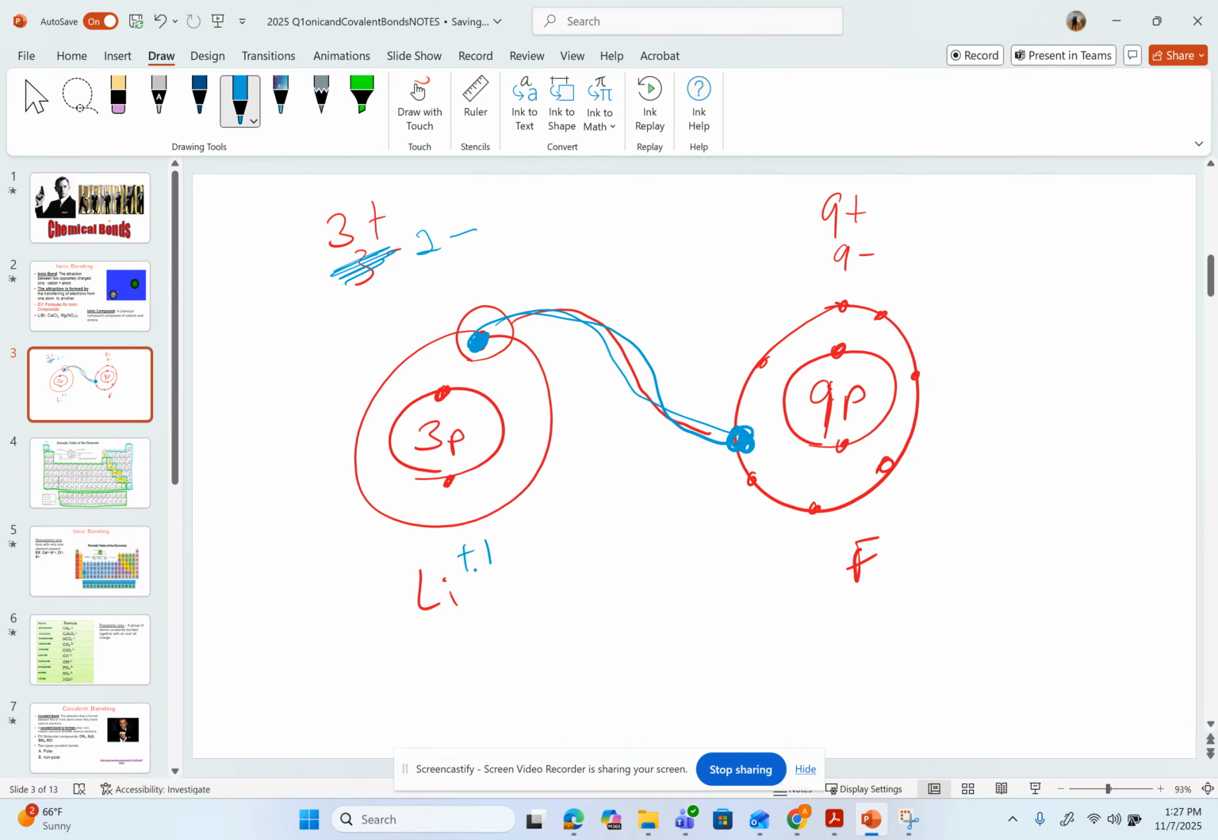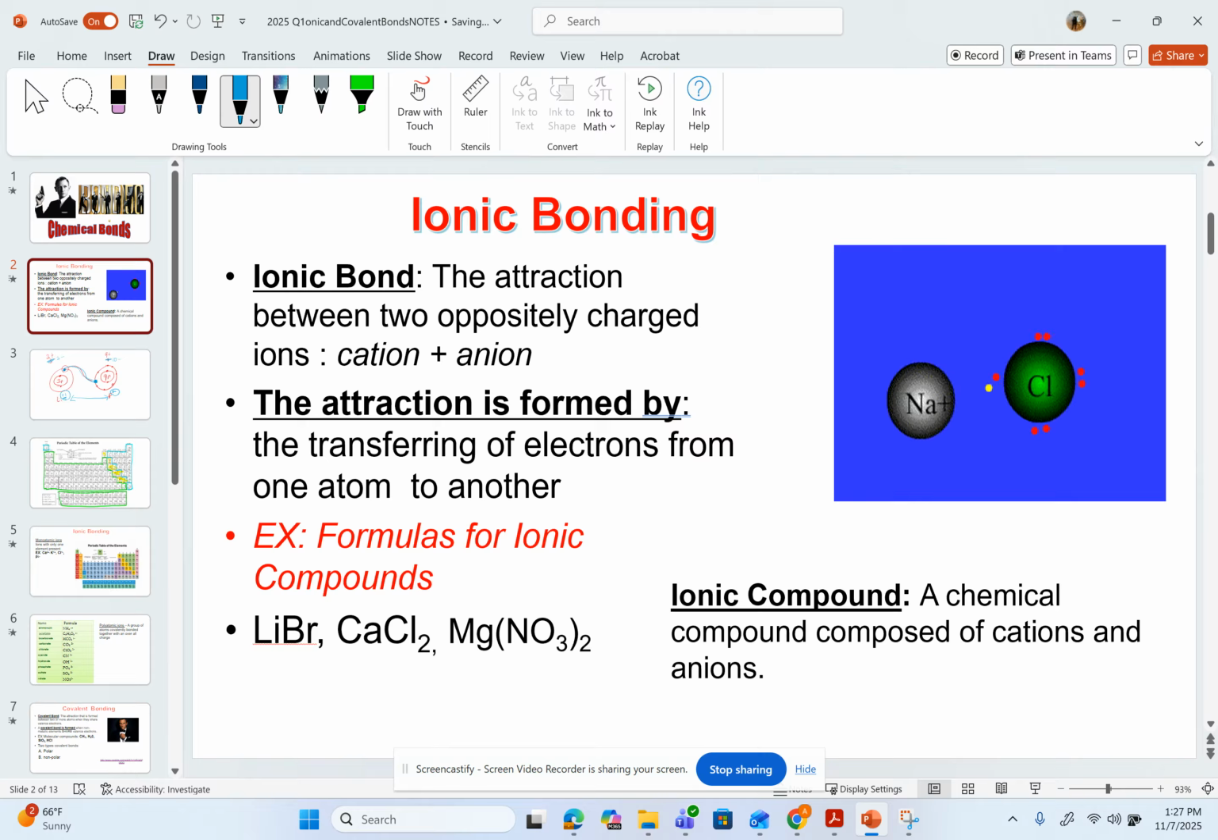So lithium is going to become a cation, while fluorine is going to gain that valence electron, and now it has 10 negative charges. So fluorine is going to end up with a negative charge, what we call an oxidation number. The attraction between this positive and this negative forms what we call an ionic bond. So the attraction is formed by the transferring of electrons from one atom to another.